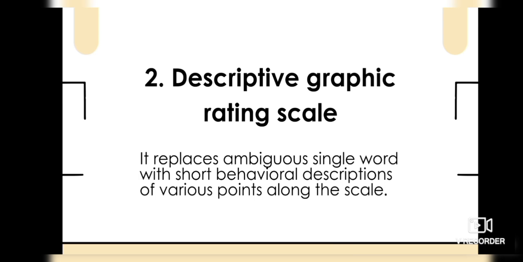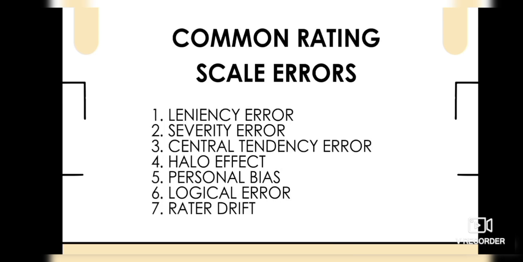So let's proceed to the common rating scale errors. There are 7 common rating scale errors. The first is leniency error. It tends to make almost all ratings toward the high end of the scale, avoiding the low end of the scale. While the severity error is the opposite of leniency error: the ratings are toward the low end of the scale.